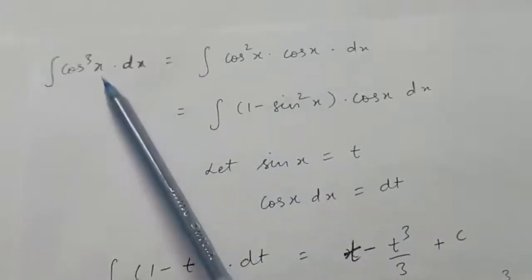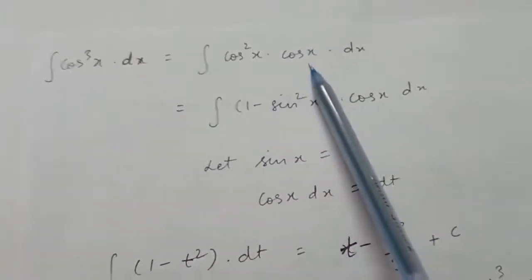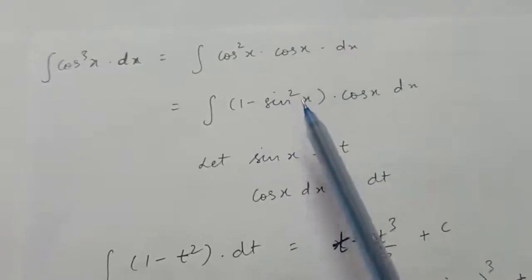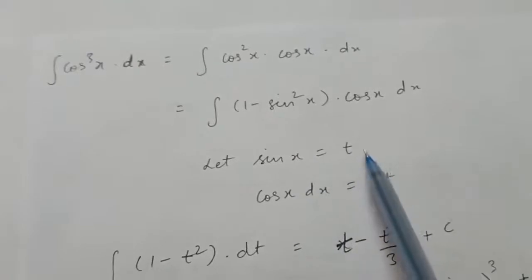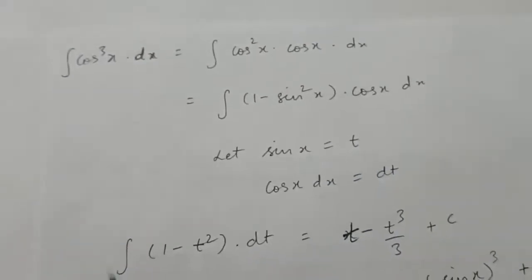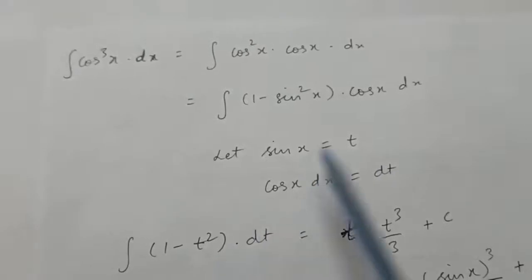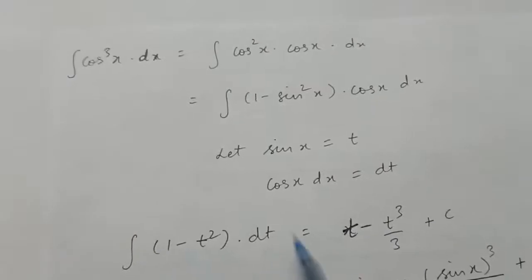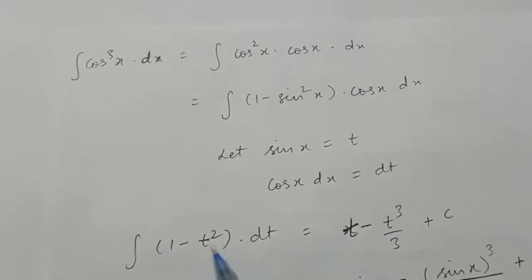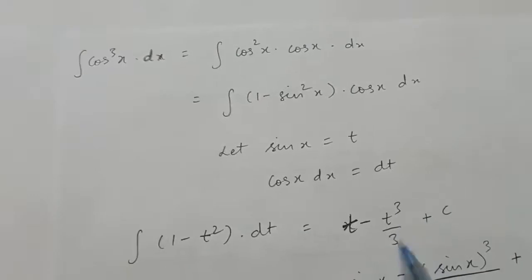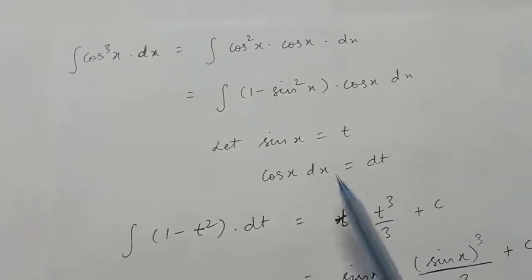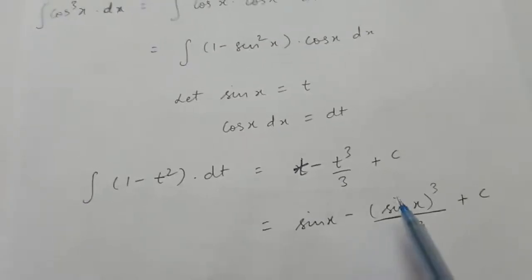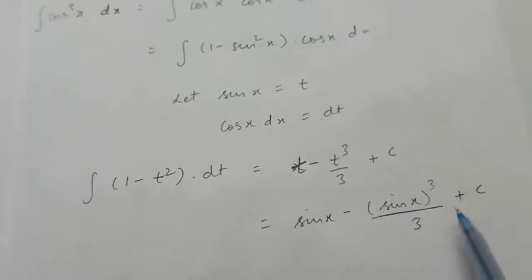That is, cos cube x can be written as cos square x into cos x, and then cos square x can be written as 1 minus sin square x. Now substitute sin x as equal to t. So you will get the integral as 1 minus t square, and cos x into dx will be dt. Now solve this. Integral of 1 is t, minus, as it is, integral of t square will be t cube by 3 plus c, and in place of t now put the value sin x. So sin x minus sin x whole cube upon 3 plus c.